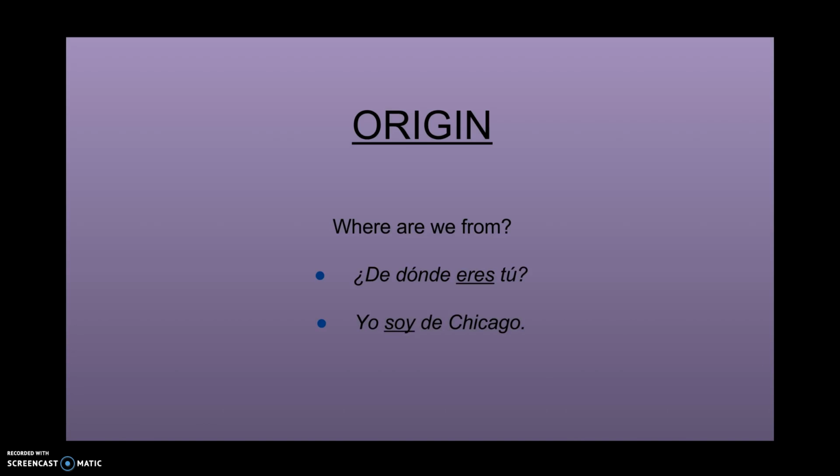The second O stands for origin, in other words, where we're from. This is the reason why we use ser when we ask de donde eres tú, from where are you, or where are you from, and answer it using ser, yo soy de Chicago, I am from Chicago. This isn't necessarily where you live now, although for many of us it may be. It is where you are from and you consider yourself to be from originally.